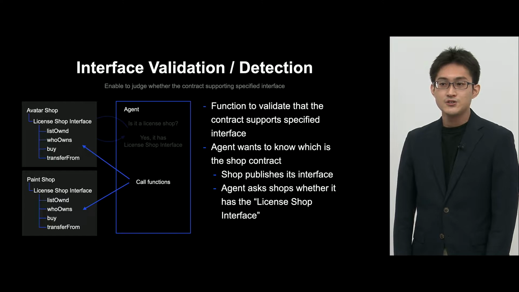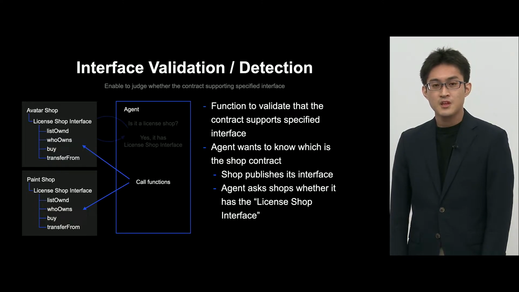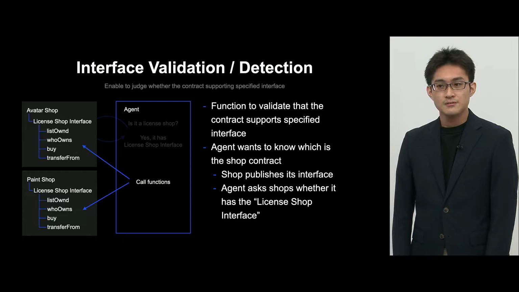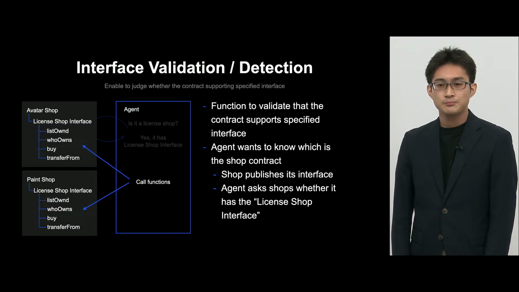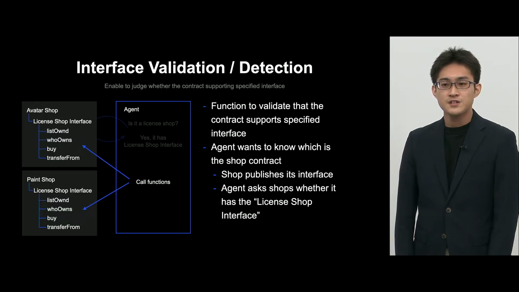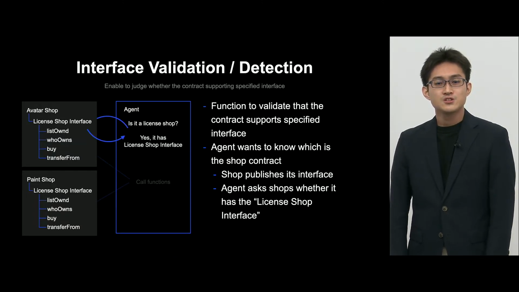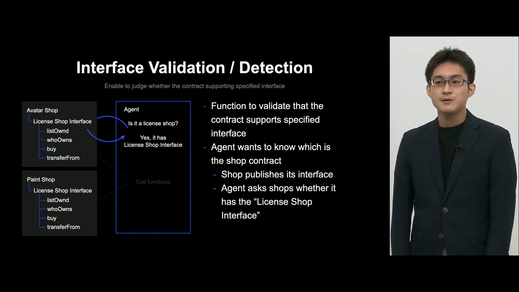So when the agent wants to work with many license shops, it's convenient if there is a common coding method. So here, there is a license shop interface, which is common to 2 contracts. So in response to such a demand in the community, implementing this license shop interface is unified. So that means that the definition of the license shop is when the contract implements the license shop interface.